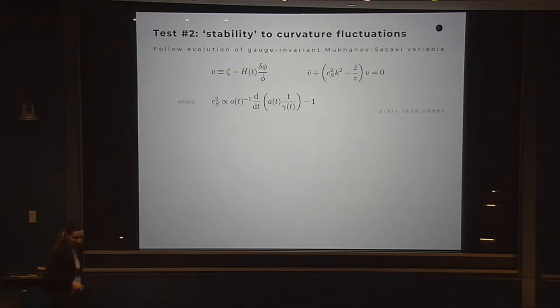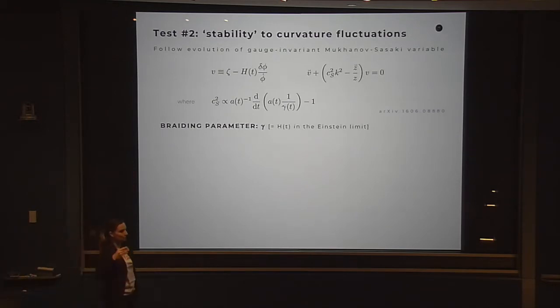And this gamma quantity is something that you can think of as a braiding parameter. If you know the so-called effective field theory of these theories, people even call it braiding. Just so everybody is on the same page: in the Einstein limit, this parameter is just the Hubble parameter. And you measure by how much you modified gravity. You measure the strength of the interaction between the scalar's kinetic energy and the three-metric, or geometry, by measuring the deviation of this gamma parameter from H.